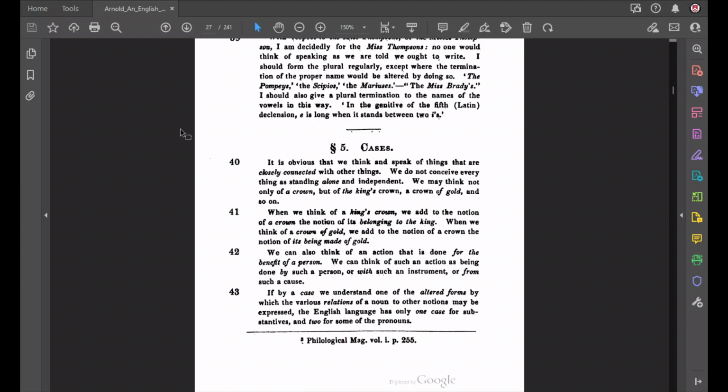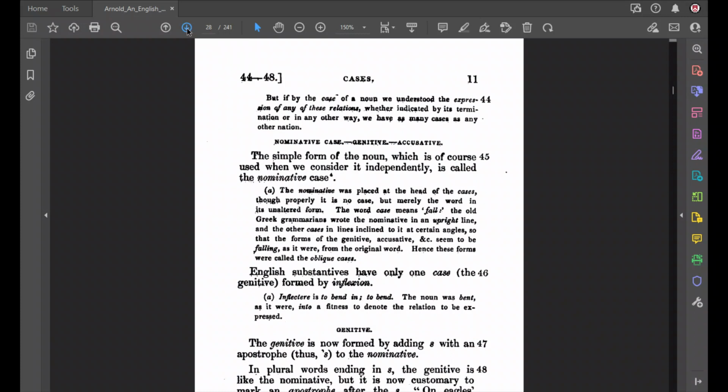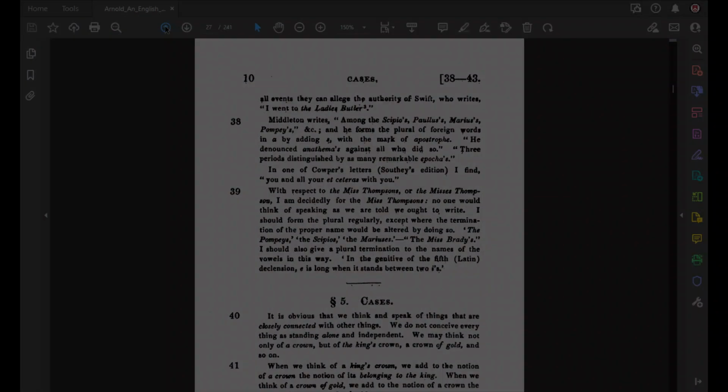Paragraph 44. Let's just keep reading before we talk about that. But if by the case of a noun we understood the expression of any of these relations, whether indicated by its termination or in any other way, we have as many cases as any other nation or language. All right? So let's take a minute and talk about what we've looked at so far.